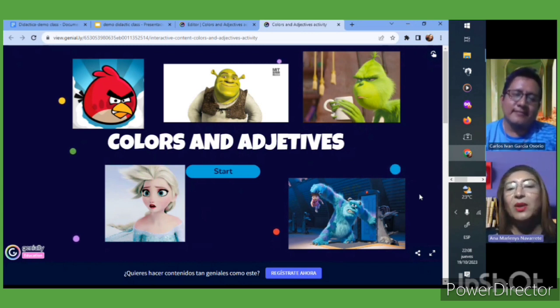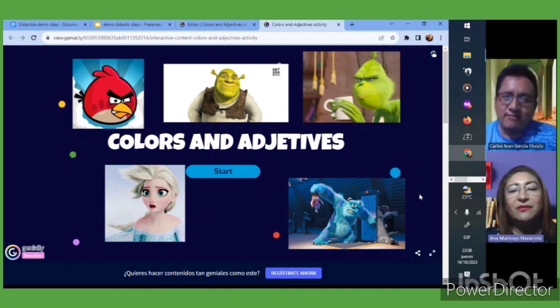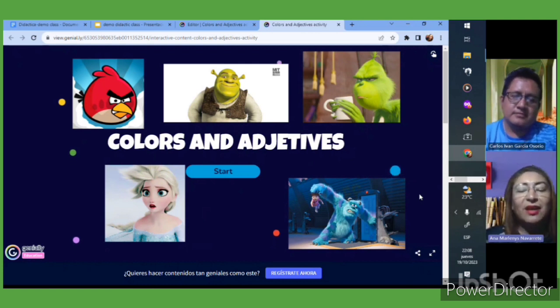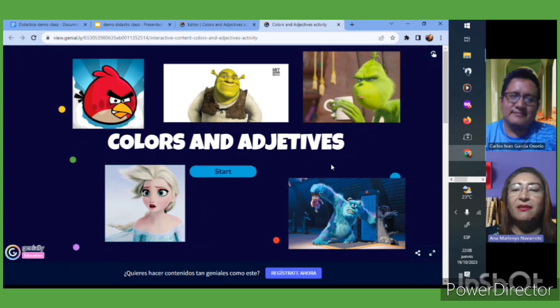First of all, because this activity is for children, they need a colorful presentation like yours, Carlos, and if it is a game, it is better for them because they are emotional. They feel happy doing the activities, and here there are some pictures and we are going to start this game.